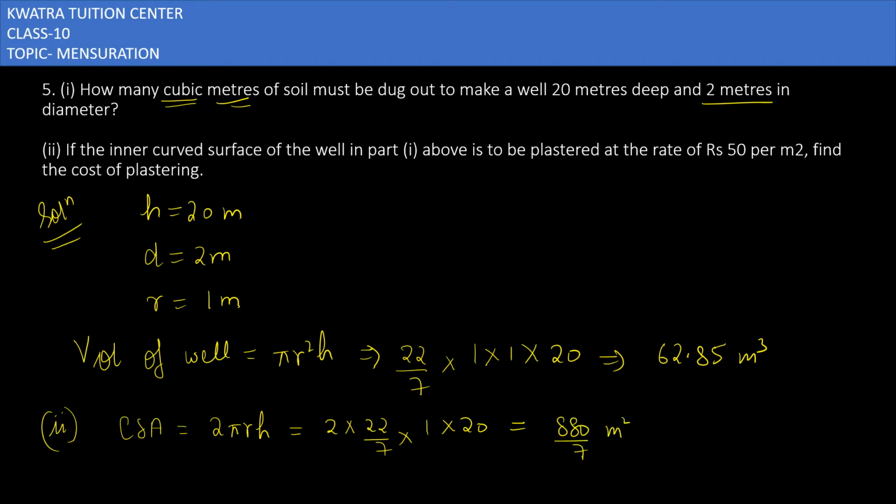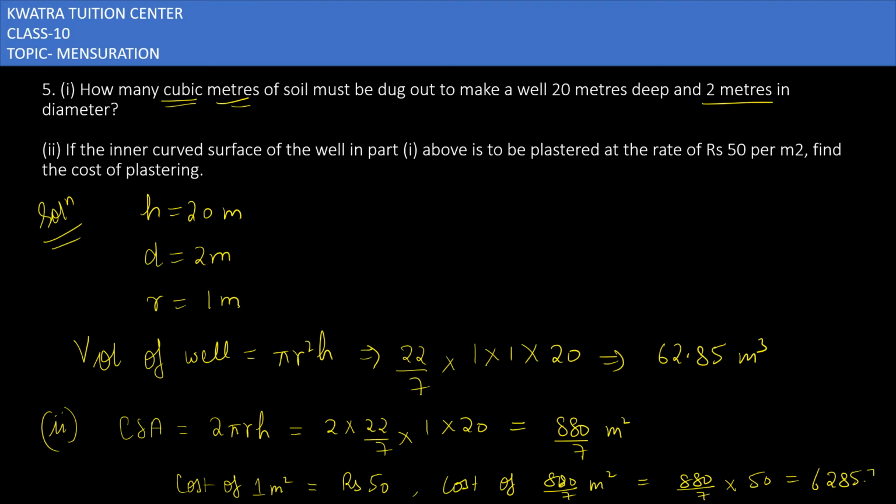meter square. अब cost of plastering निकालना है आपने, तो cost of 1 meter square तो आपको mentioned है already कि it was 50 rupees 50. Then you have to find cost of 880 over 7 meter square. So it will be 880 over 7 into 50. Just multiply it and divide it by 7, then you will get answer as 6285.7. So this is the total cost of plastering the wall, that is rupees 6285.71. Yes, this is the answer for the fifth one.